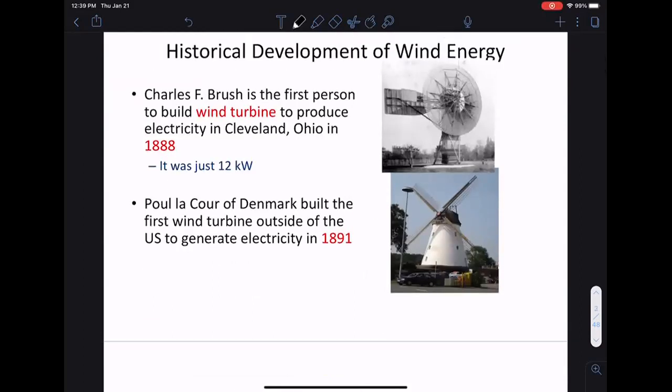So the first turbine was somewhere early, not 1888.